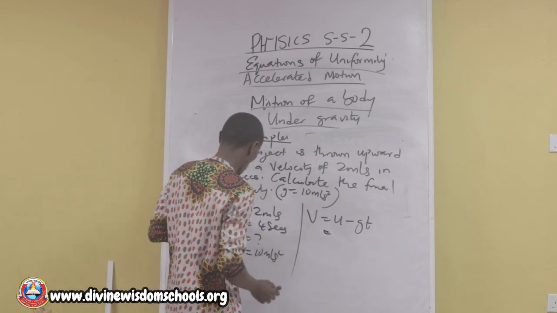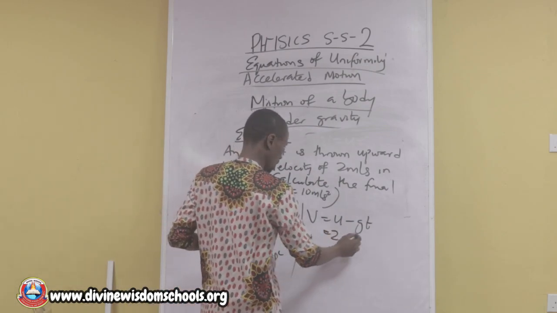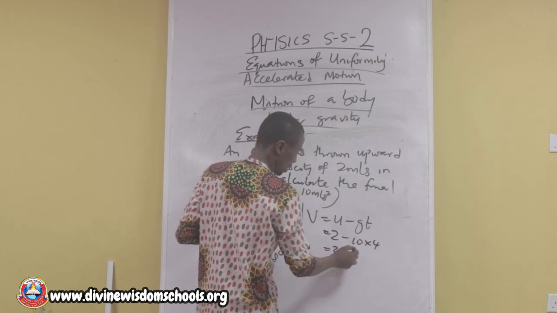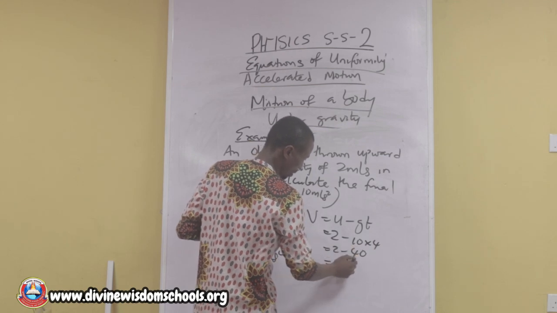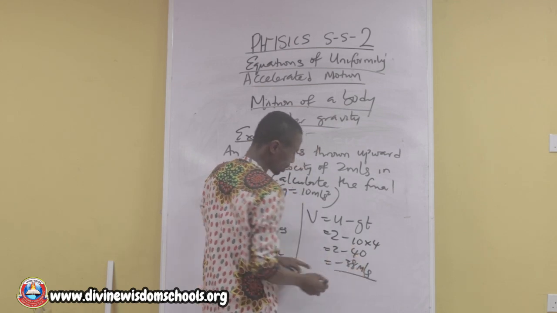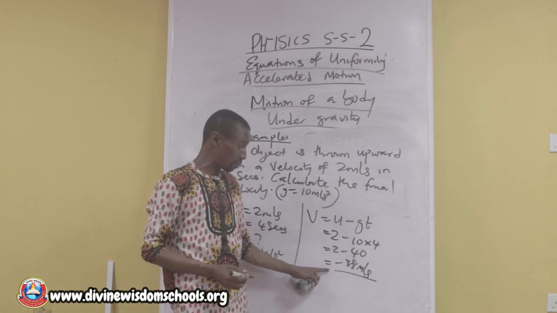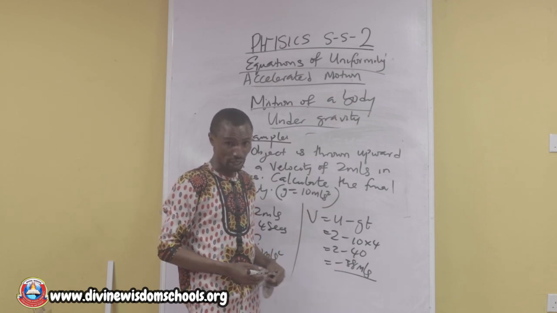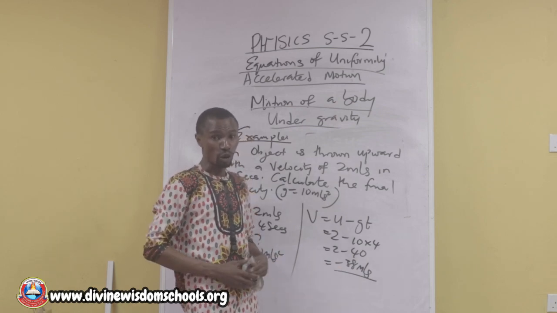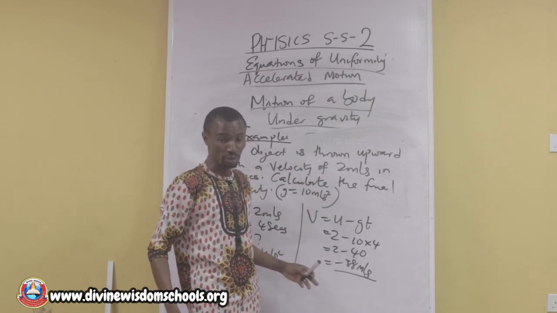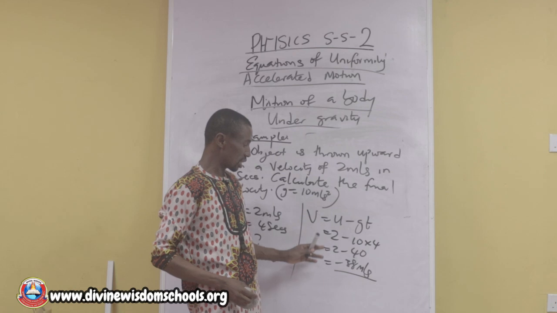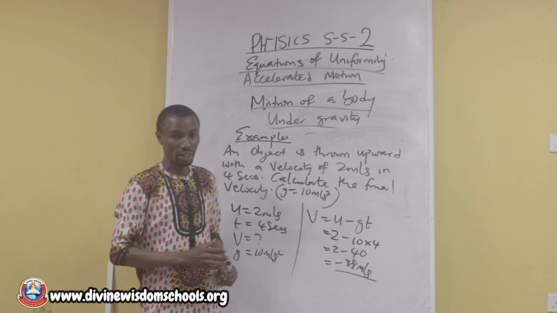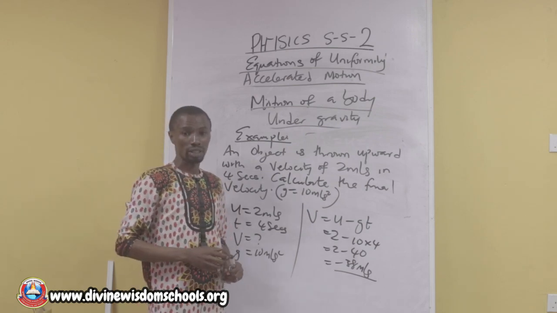So the value we have for u is 2 minus g, which is 10, times the time, which is 4. So we have 2 minus 40, so we have minus 38. So you can see that the motion of this object is against gravity, because final velocity can be positive or negative depending on the motion of the what? Of the object. So we can also have it in a positive form if the parameters given can give us that positive value. So with this, I hope you understand the topic, motion under gravity.